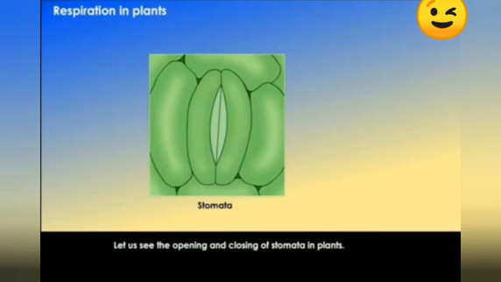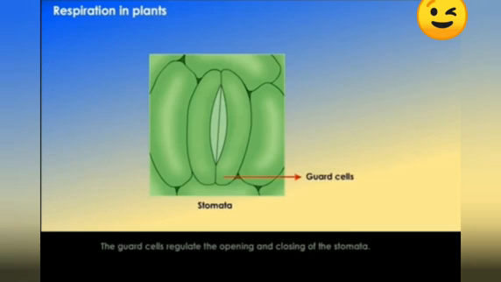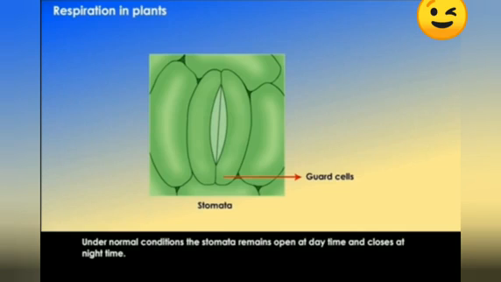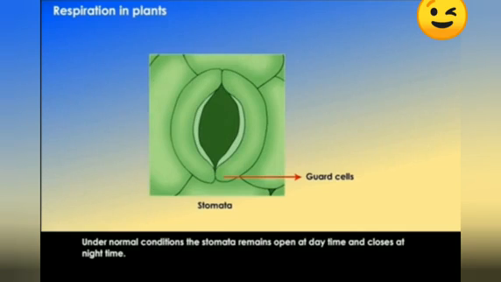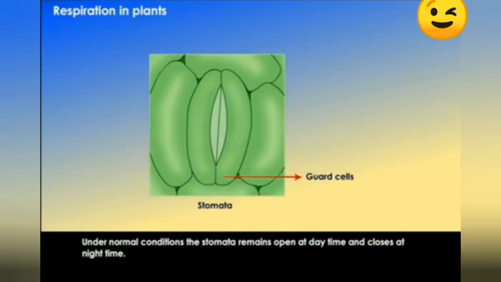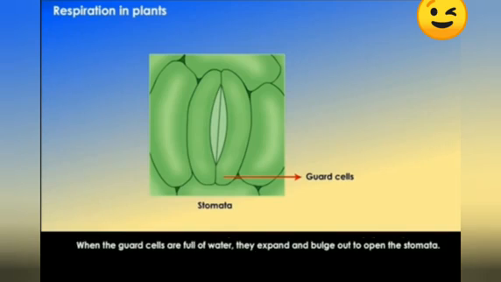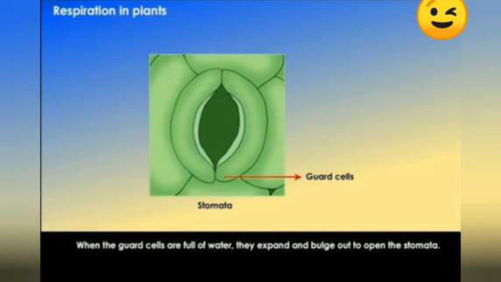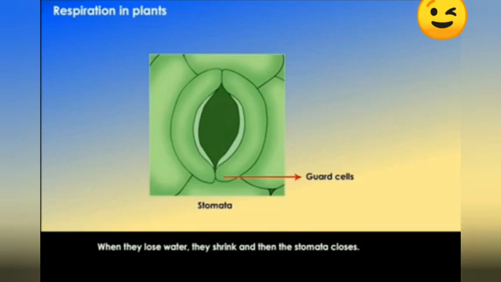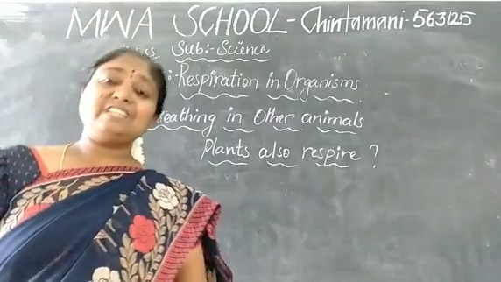Let us see the opening and closing of the stomata in plants. The guard cells regulate the opening and closing of the stomata. Under normal conditions, the stomata remain open at daytime and close at night time. When the guard cells are full of water, they expand and bulge out to open the stomata. When they lose water, they shrink. Then the stomata close.